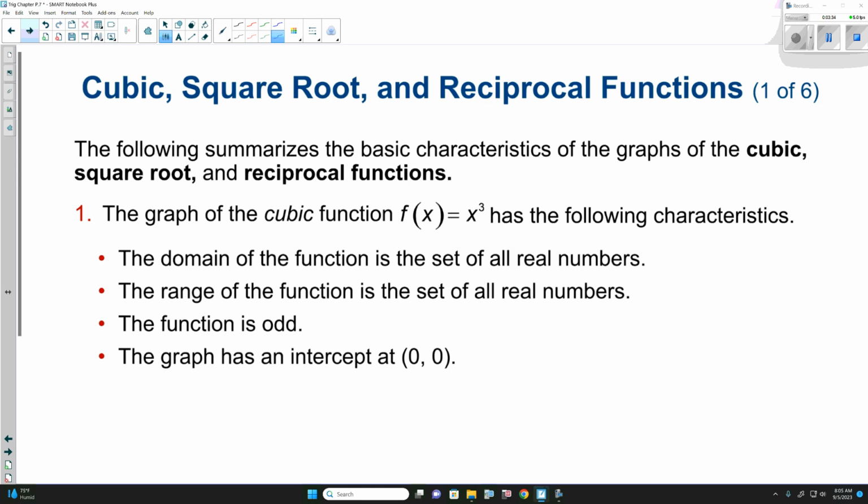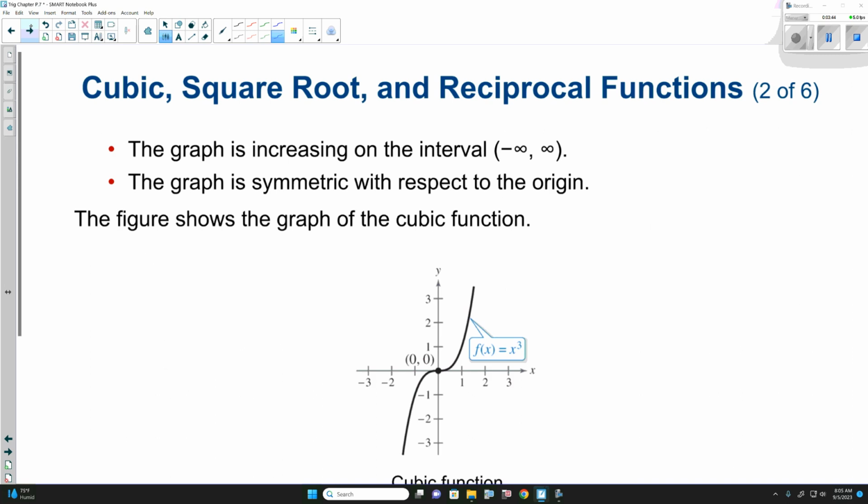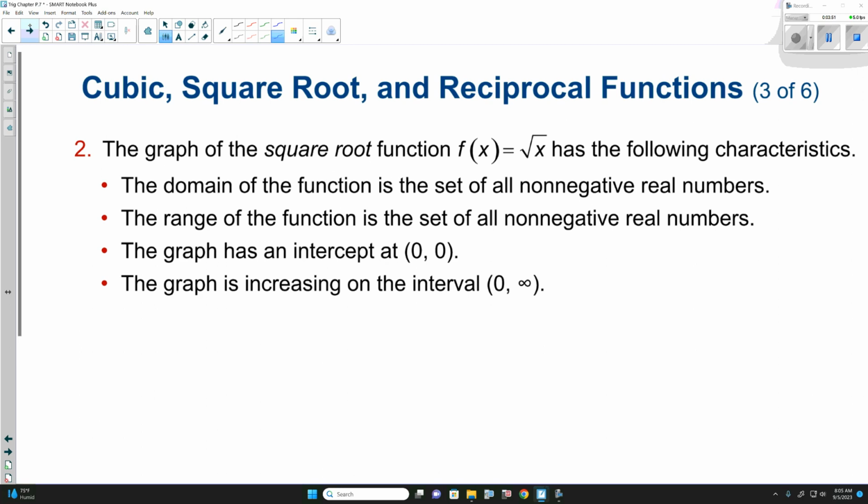Has the following characteristics. The domain's all real numbers. The range is all real numbers. The function's odd, and the y-intercept is 0, 0. Really, any cubic x to the third function is going to be all real numbers on the domain and range. The graph is increasing the whole way for this one here. It's not for everyone, but for that one, yes.